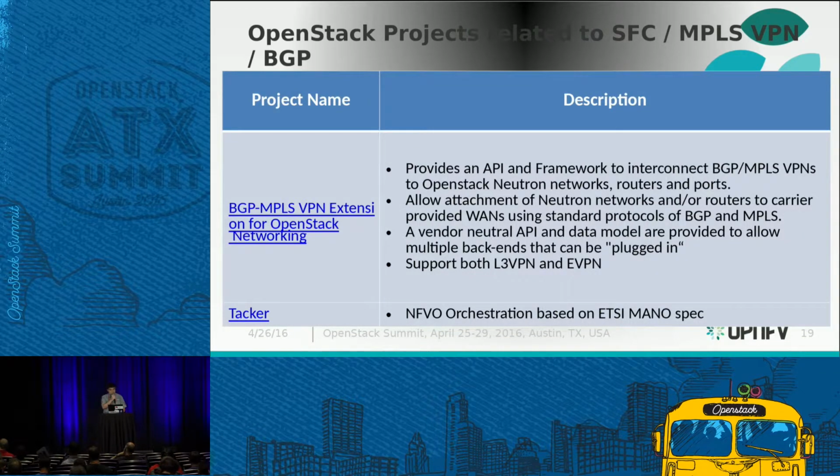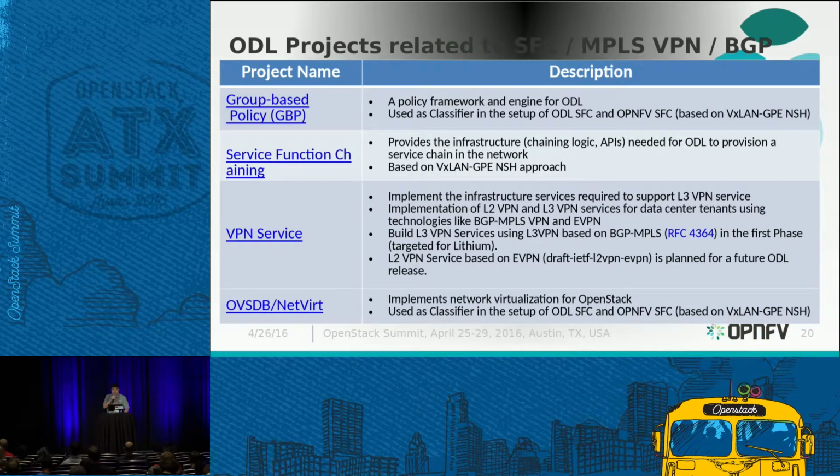And also there is the BGP VPN extensions for Neutron networking, which basically provides functions to create the BGP VPN and those APIs, and also the Tacker project for the orchestration and bringing up the VNFs. And also in OpenDaylight, group-based policy can serve as a classifier and service function chaining projects.